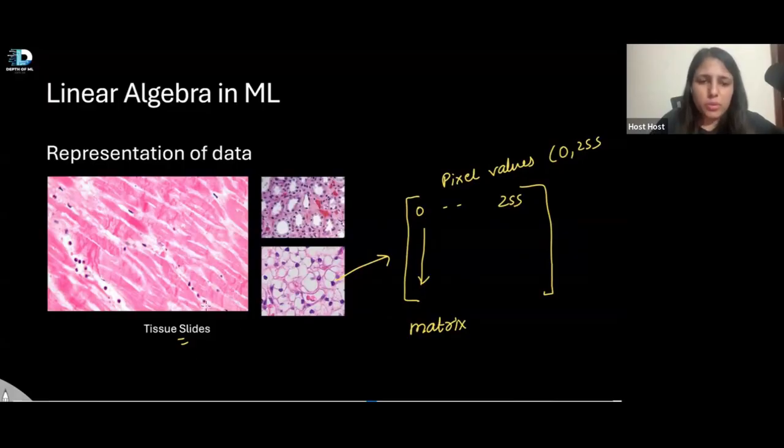Whenever you are training an image classifier, for example, if I want to differentiate between a cat and a dog, the cat image is also represented as a matrix and given to the ML model, and the dog image is also represented as a matrix and given to the ML model.